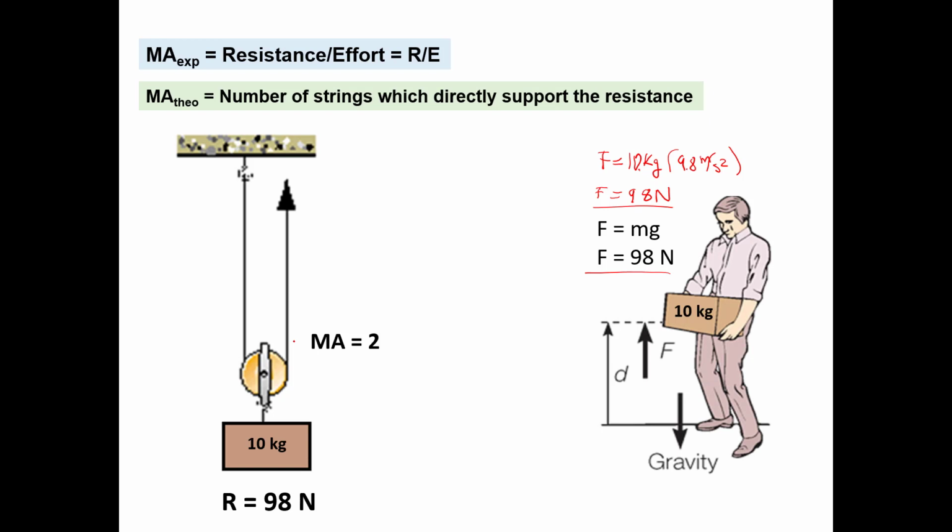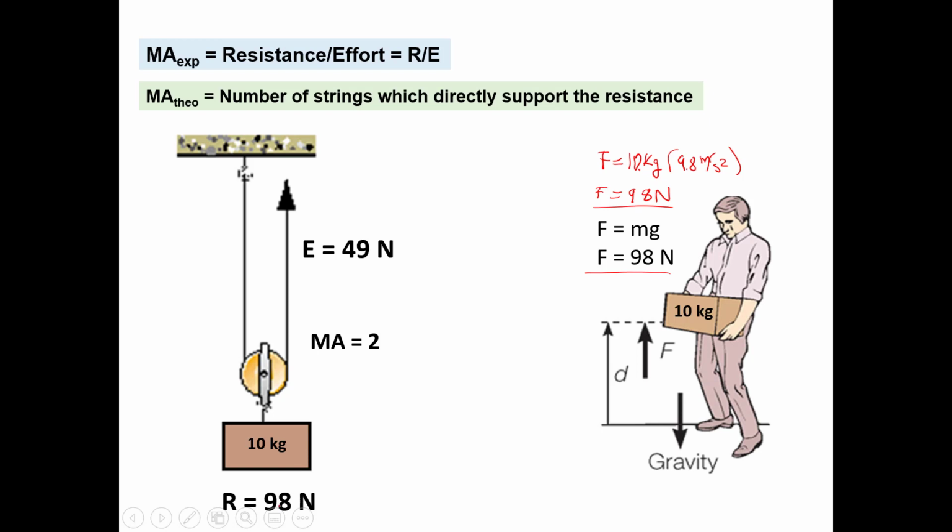Yes, and this is why the theoretical mechanical advantage in this case equals 2. That means, because this object, this box, is supported by these two strings, the force we need to apply will be reduced by 2. Why? Because the mechanical advantage equals 2. And instead of applying 98 newtons, we need to apply 49 newtons. Why? Because the force is reduced by 2.